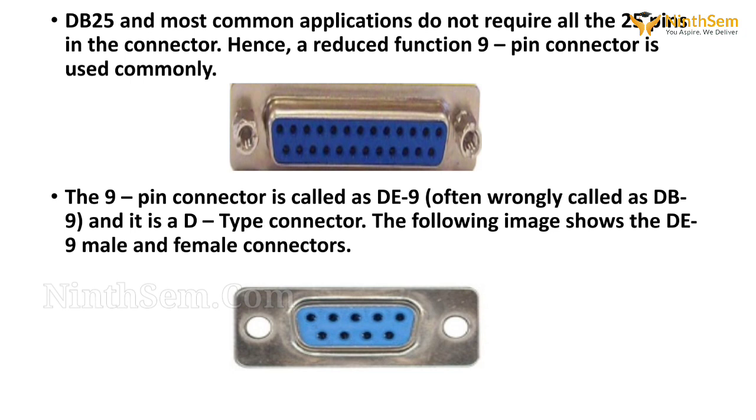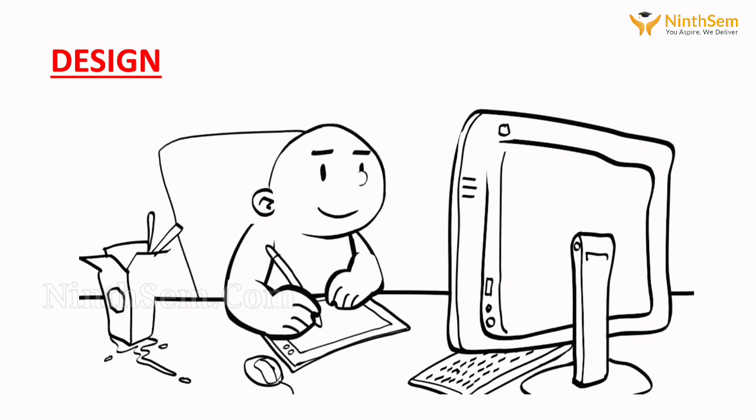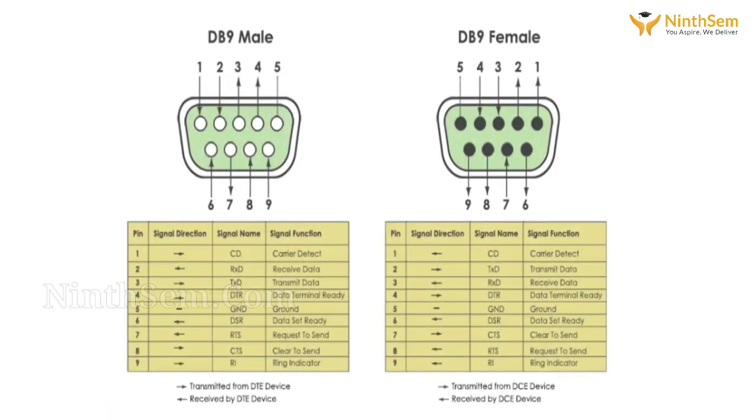Often, if we Google it, we will find DB9, which is wrong. We have explained this in the design section, so kindly go through it, where you will find a clear-cut idea of why it is pronounced DE9. The following image shows the DE9 male and female connectors, and each pin has its own functionality. Like pin number 1 and pin number 2 are for carrier detect and receive data. And if we see the signal direction, from male to female, we will find complete detail. You can go through this image.